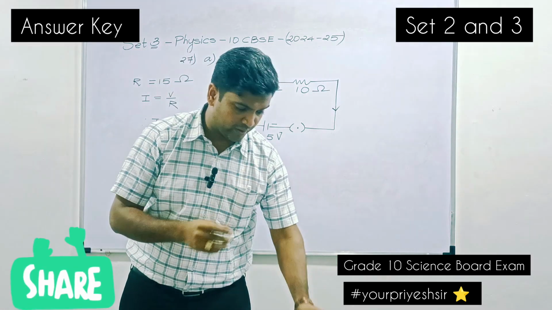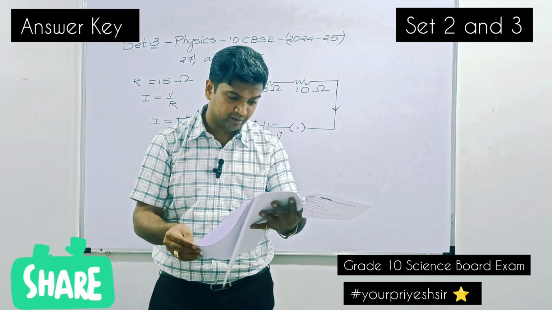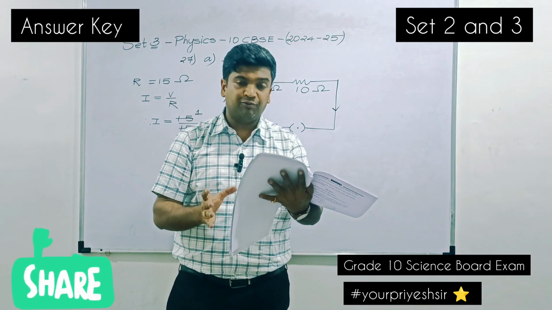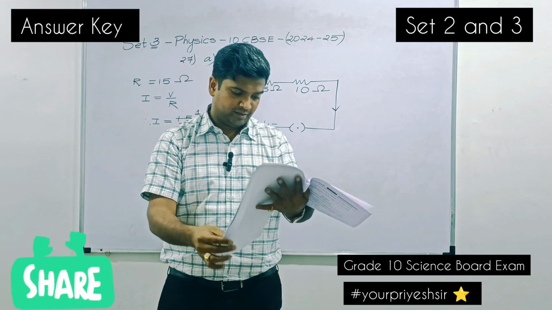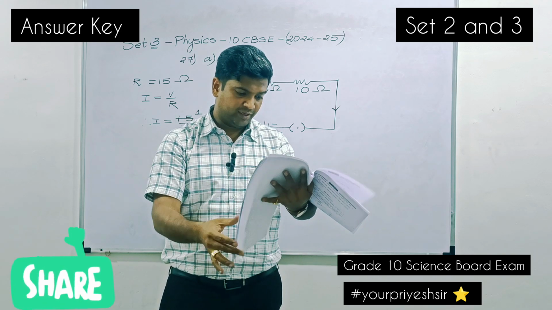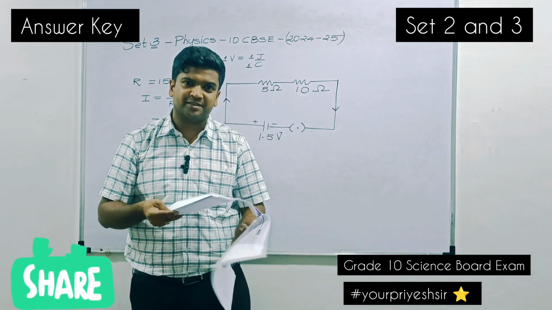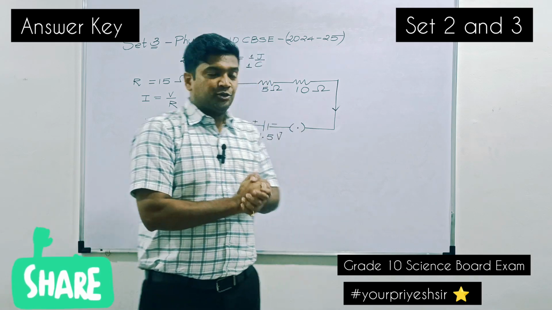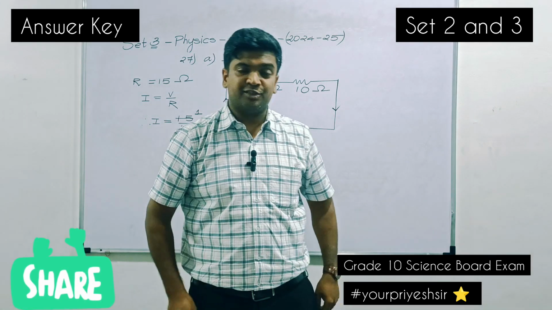Next, the 28th question is a common one. 29 is common. 30, 31, 32, 33, 34, section D, common. Then 37 is case study. Case studies are always common in all the 3 sets. Okay, so this was set 2 and set 3 answer key for your science paper.